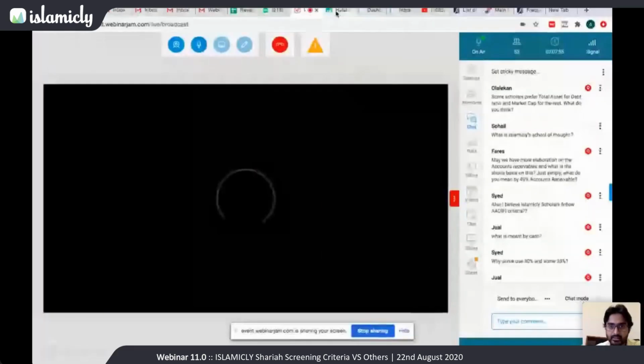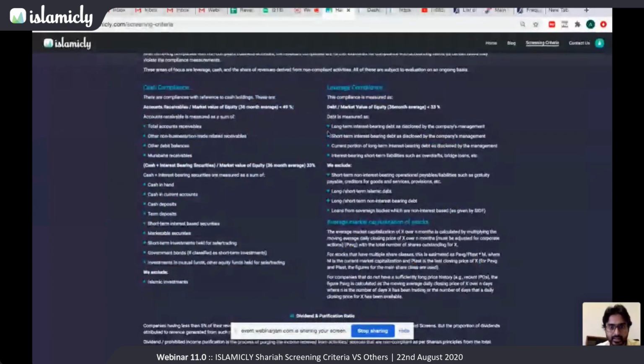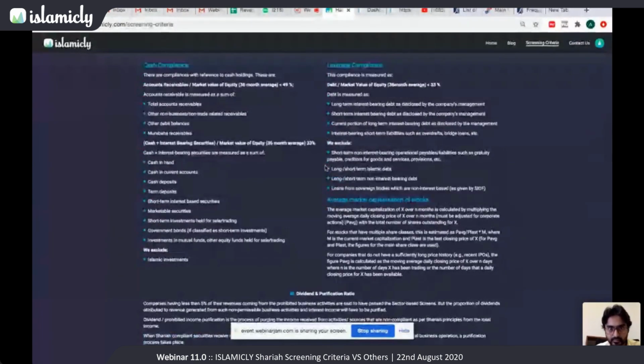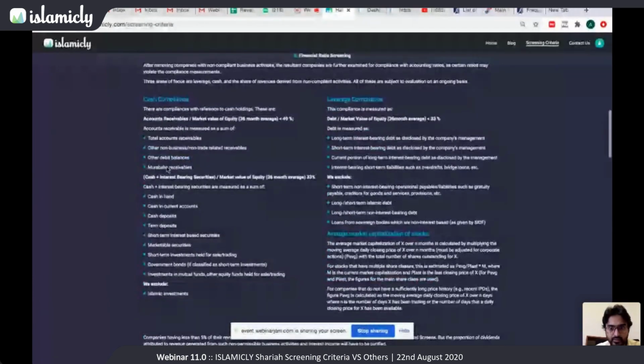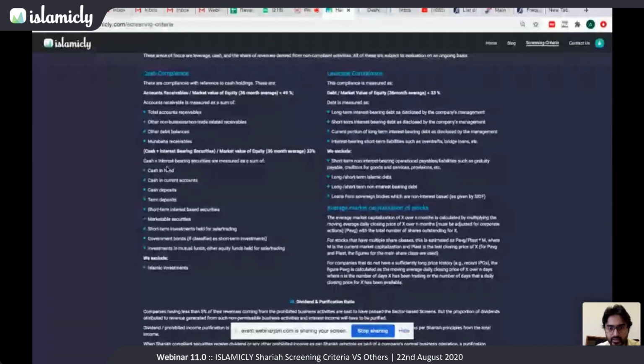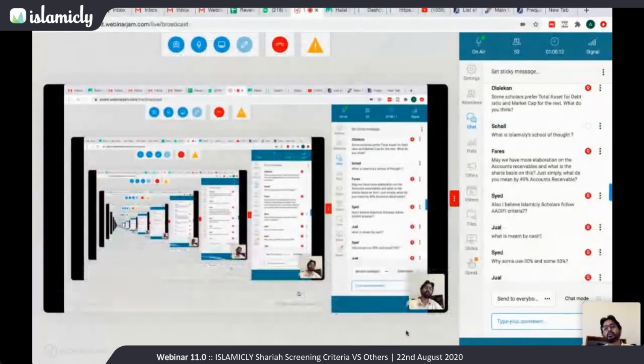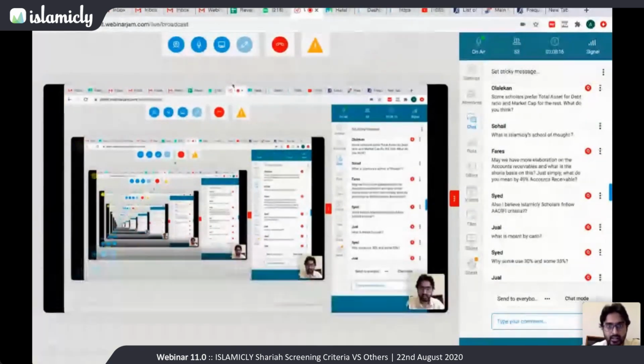Brother Faris is asking more details about accounts receivables. Brother Faris, please do have a watch of webinar 10 as well as our website, which talks about accounts receivables as well. Let me bring that up. And this is it, as you can see. Financial ratio, leverage, compliance, accounts receivables is not very explicitly given over here. No worries.